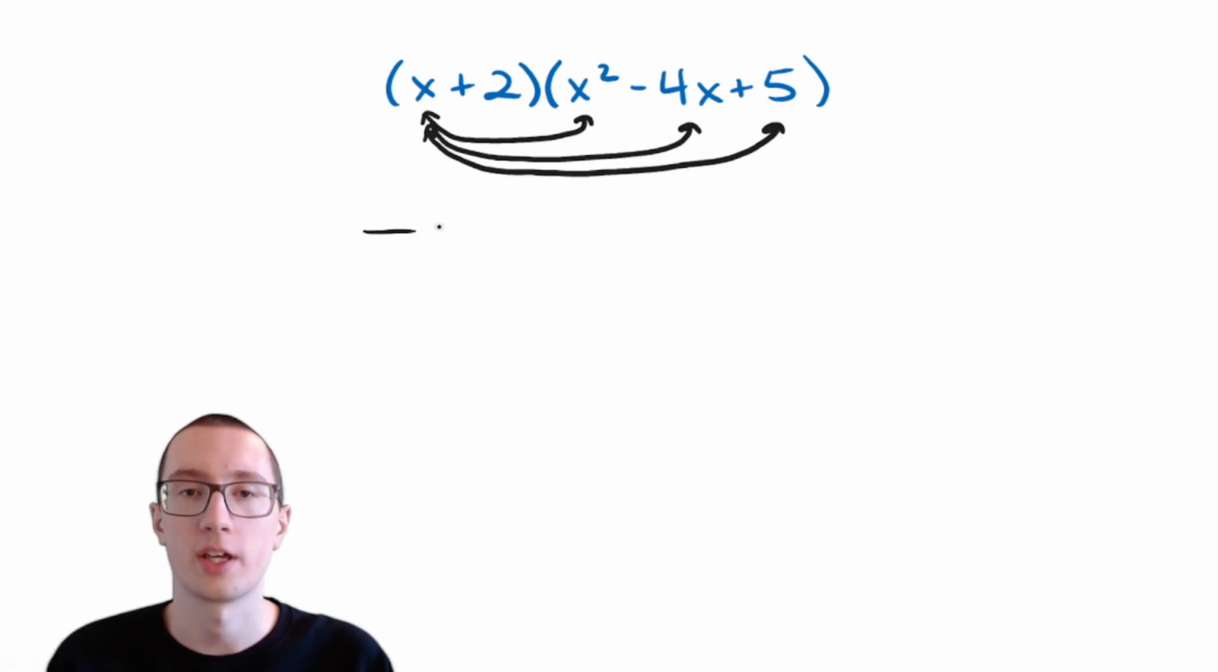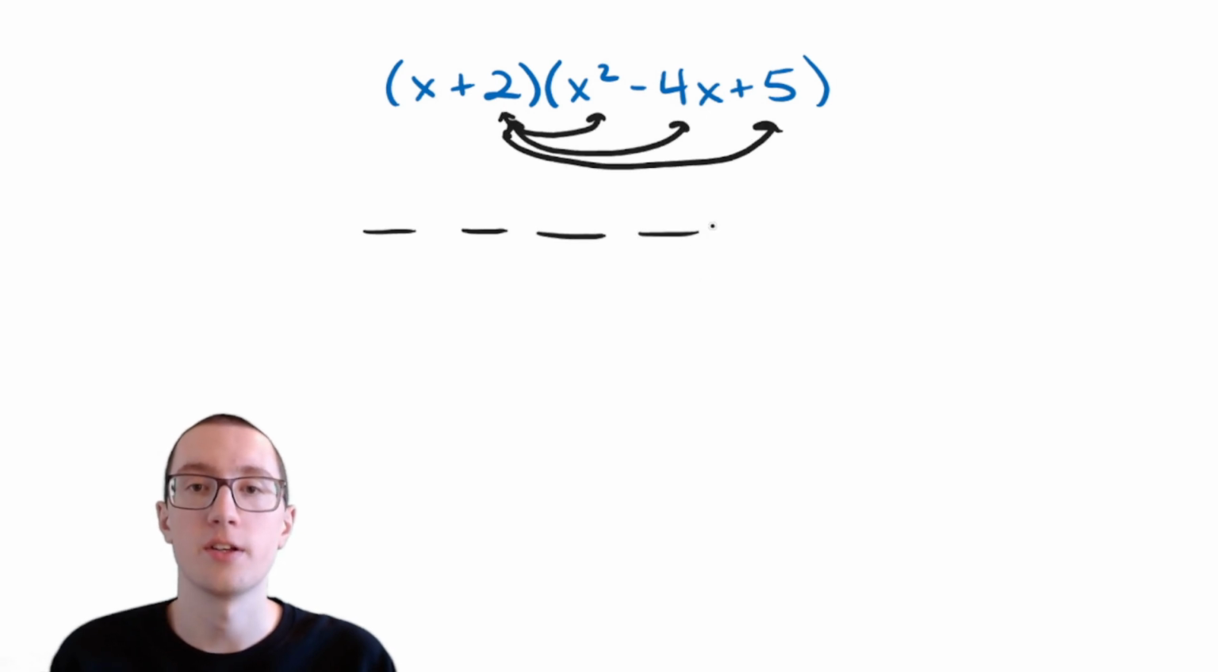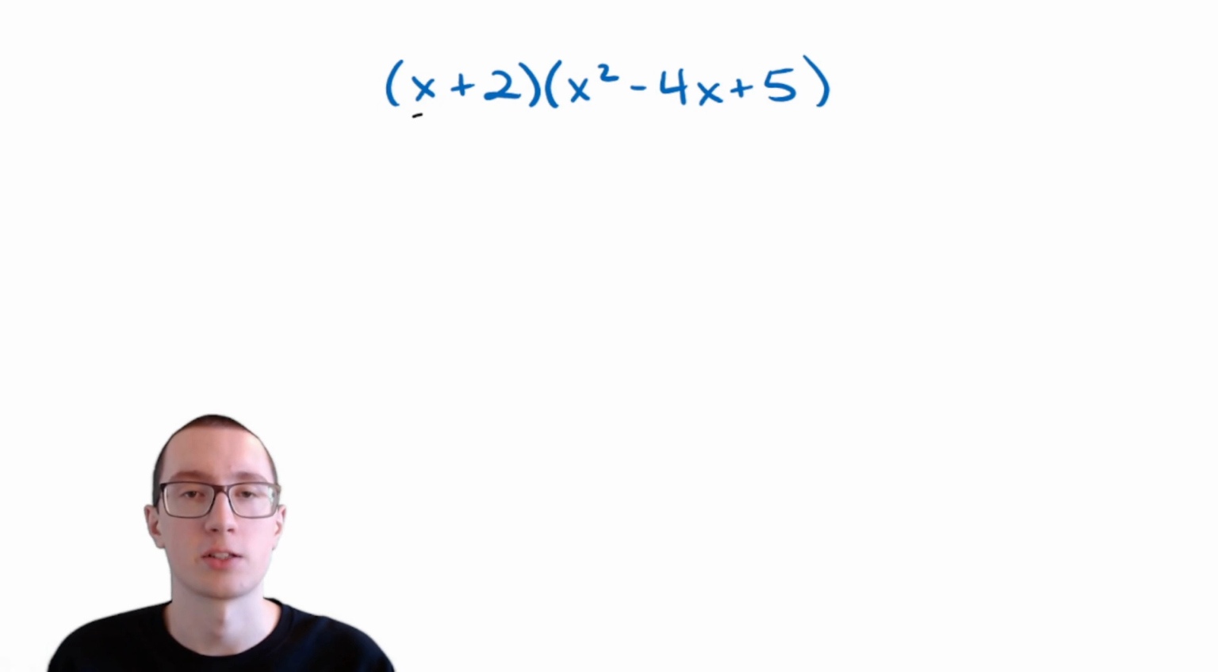So like this, and then we'll get some set of numbers here. Then we're going to do the whole thing over again with the 2. So we're going to multiply the 2 to all 3 parts. And then that'll give us another set of 3 numbers. And then we'll just combine what we can combine. So let's go ahead and do this with the x first.